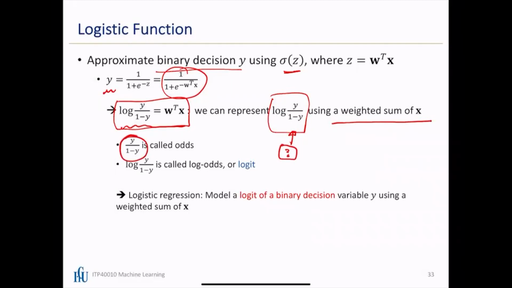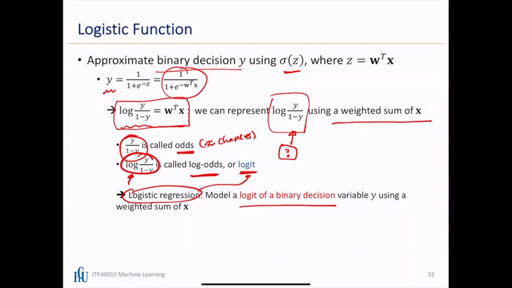So y over 1 minus y is equal to the odds. Not the exact translation, but odds means chance. And we put log in front of it. So simply this is equal to log odds, or logit. The name logistic regression comes from logit. So we want to model the logit of a binary decision. This binary decision is indicated with y. We want to represent this decision in terms of the weighted sum of x.